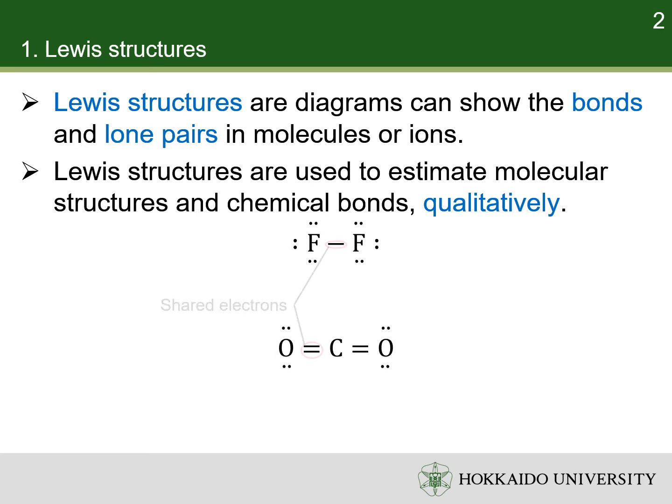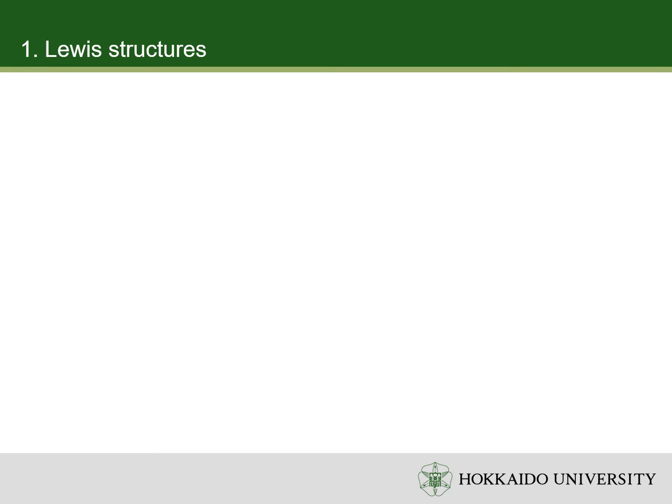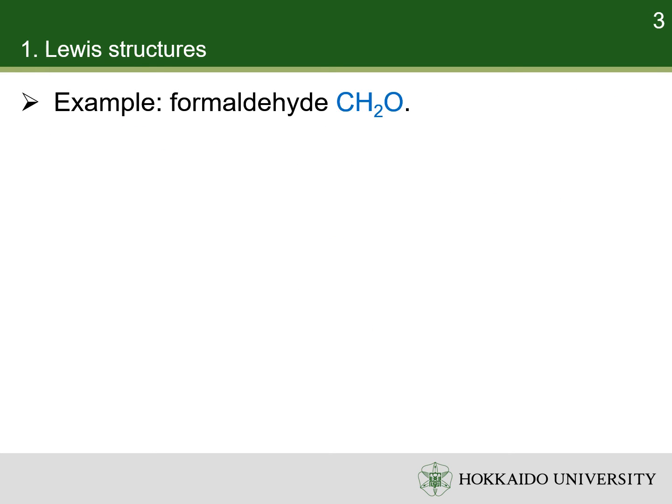In Lewis structures, a pair of shared electrons is represented by a straight line connecting the two atoms. An unshared electron is represented by a dot. Electrons in a lone pair are drawn next to each other. Here, I use formaldehyde as an example to show you how to make a Lewis structure.